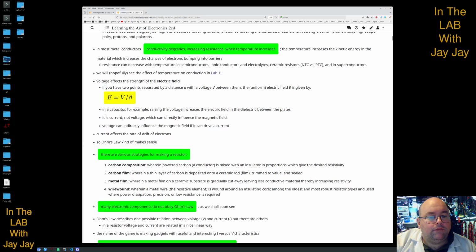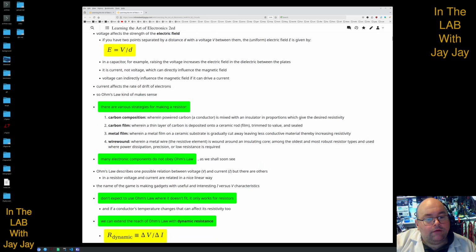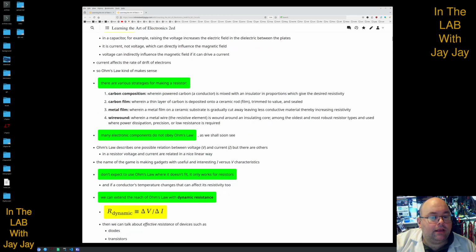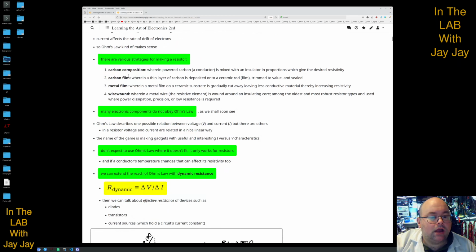So if you have 2 points separated by a distance d with a voltage V between them, the uniform electric field is given by E equals V on d. There are various strategies for making a resistor: carbon composition, carbon film, metal film, and wire wound.